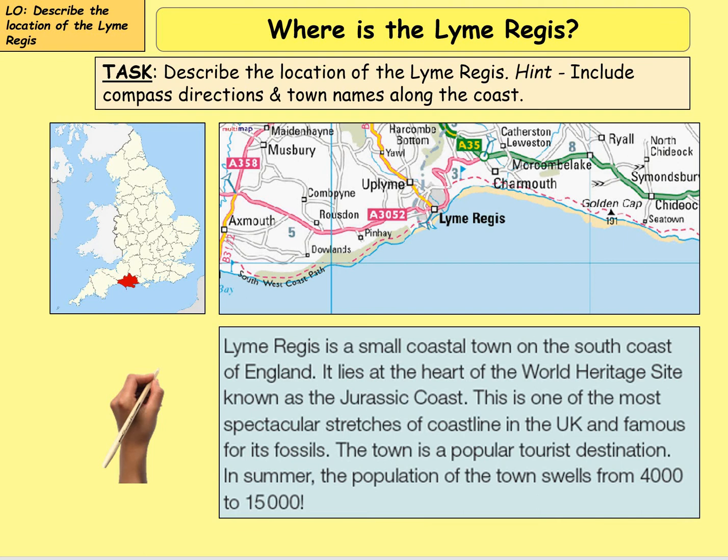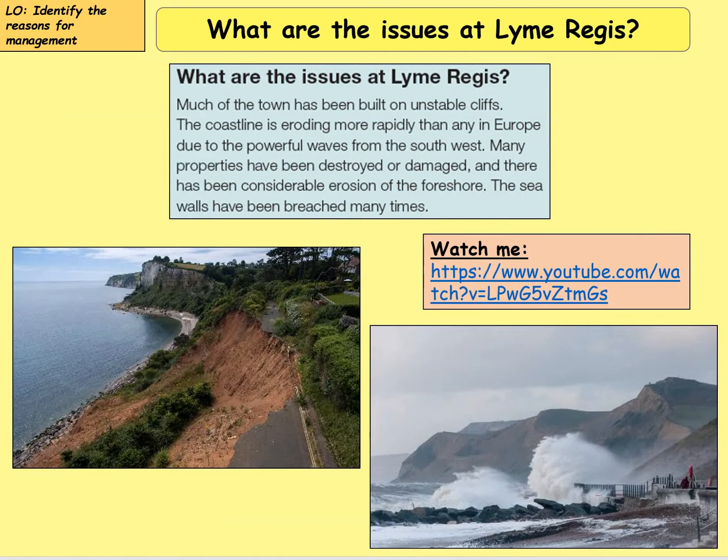So you can see here, Lyme Regis is a small coastal town on the south coast of England. It lies at the heart of the World Heritage Site known as the Jurassic Coast. This is one of the most spectacular stretches of coastline in the UK and famous for its fossils. The town is a popular tourist destination, and in summer the population of the town swells from 4,000 actual residents to 15,000, including all those visitors and people with a second home. Gosh, busy area.